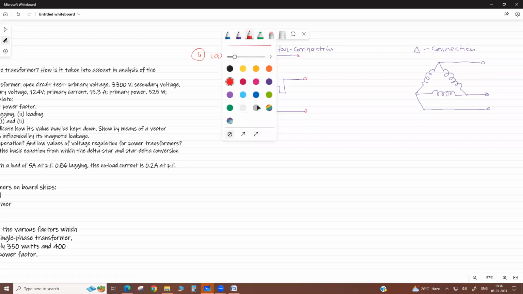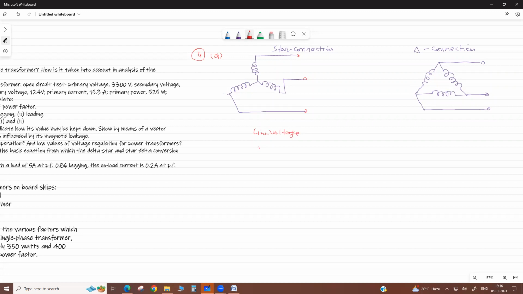So here, first you understand the terms of three phase. There is line voltage, then phase voltage, okay, then you write line current and phase current. What is the meaning of this?